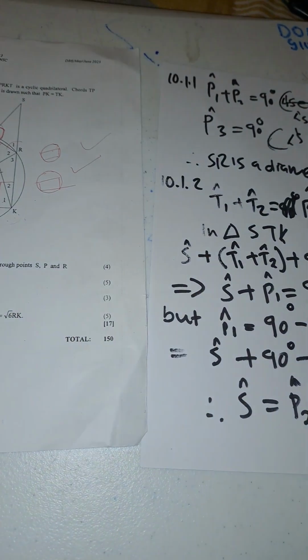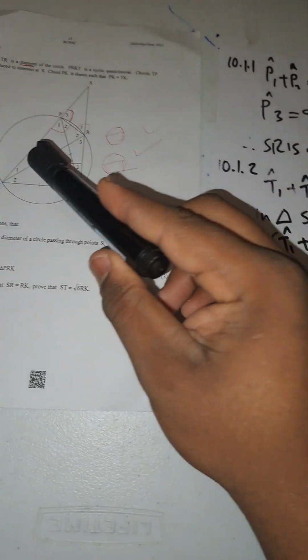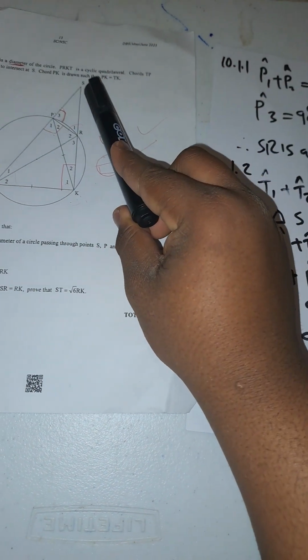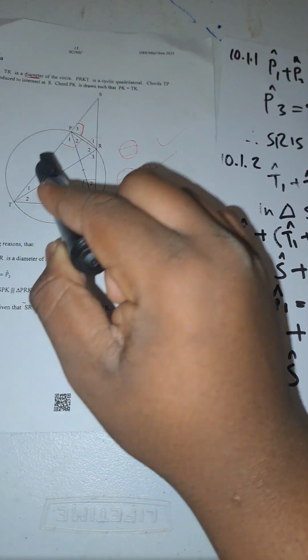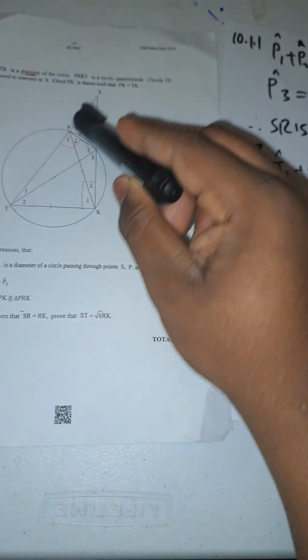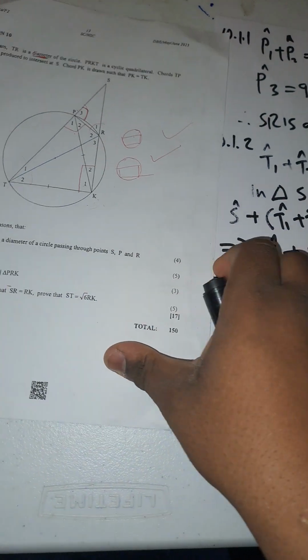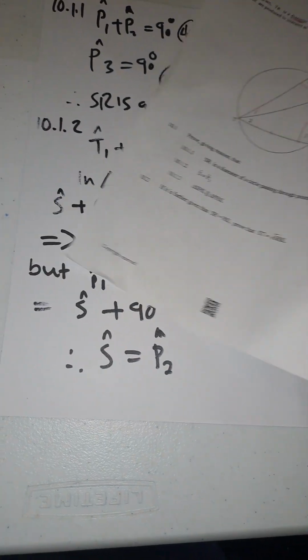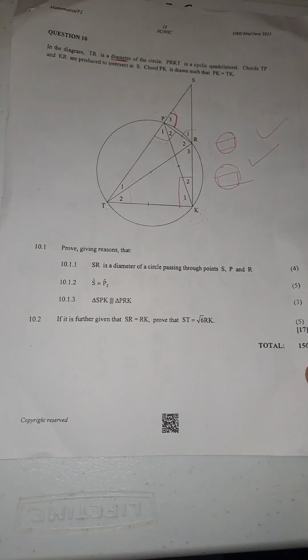The statement of saying angle S, you see, angle S equals T1 plus T2 plus 90, which is what? This one, because it is the whole triangle here. Yeah, that's the whole thing. Let's go to the next question.